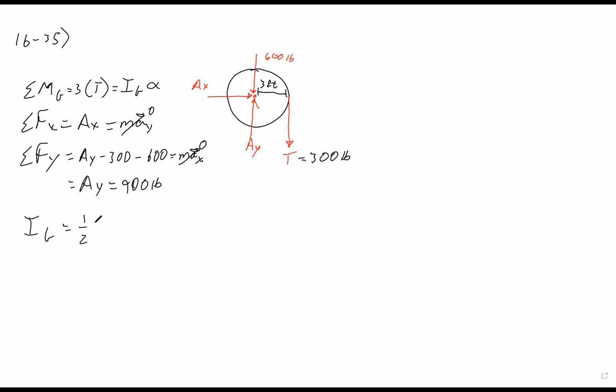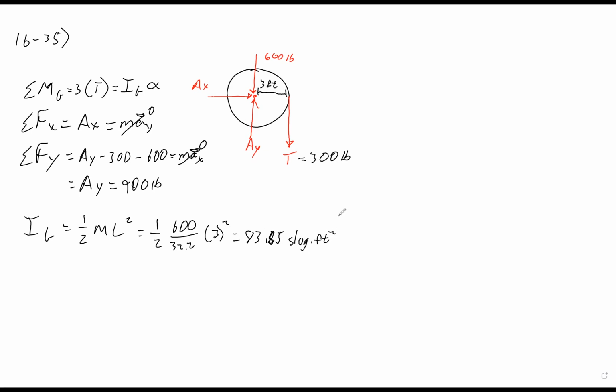If we look at pages 620, 621 that have the different objects, we'll see that it's 1/2 m L squared. Okay, what are these terms? Well, 1/2, and the mass is going to be the 600 divided by the acceleration due to gravity. And then the L squared is going to be the radius, so 3 squared. All right, this calculates out to be 83.85 slug feet squared.